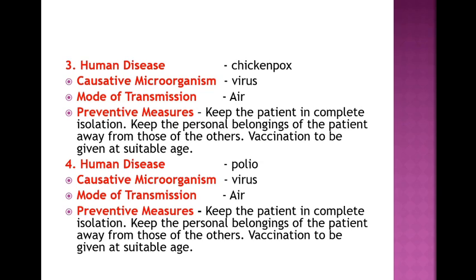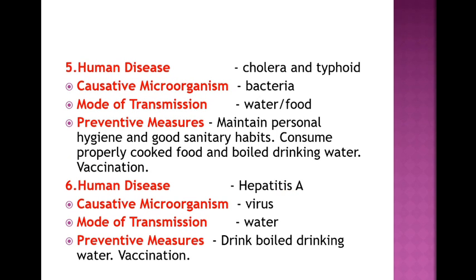and keep the personal belongings of the patient away from those of the others. Vaccination is given at the suitable age, and the same prevention measures apply for polio, and we know that polio is caused by a virus and the mode of transmission is air. And coming to the next one, cholera and typhoid. Both diseases are caused by bacteria, and the mode of transmission is either by water or by food. So, what are the preventive measures?